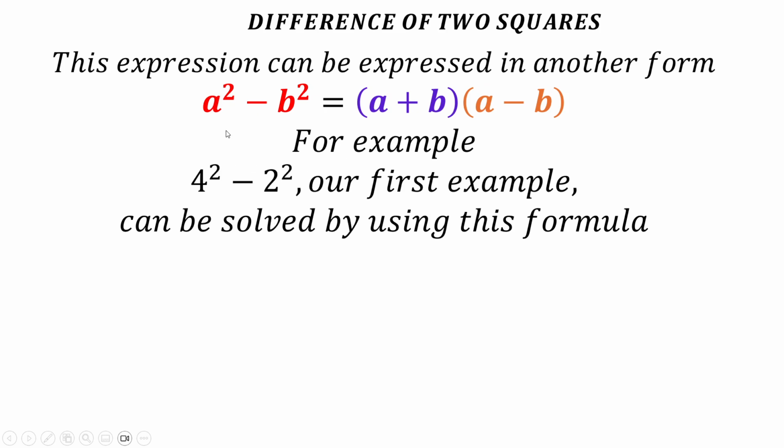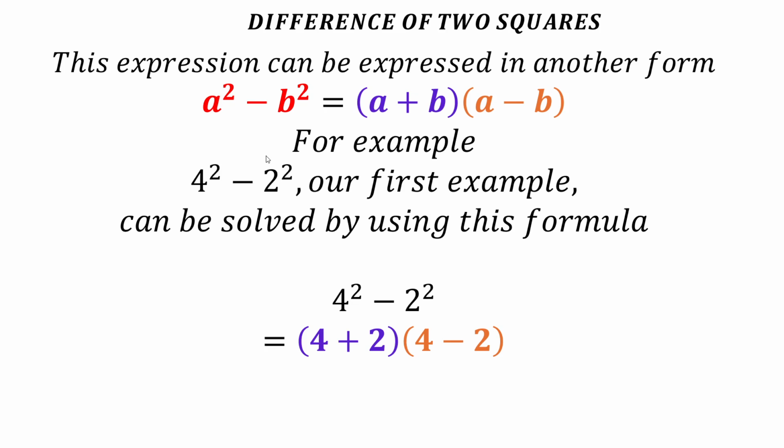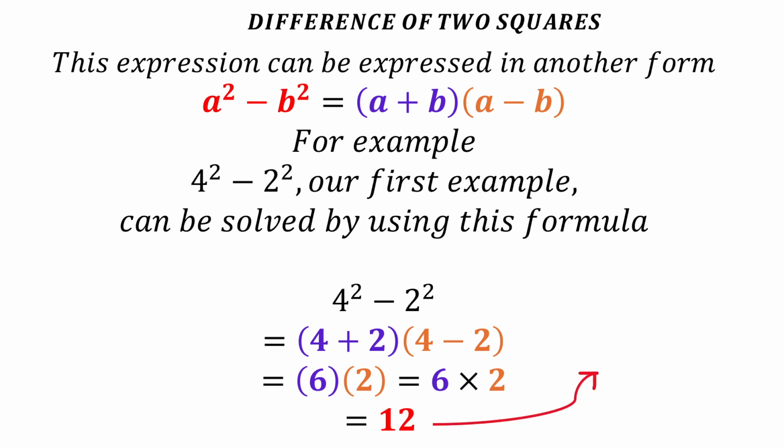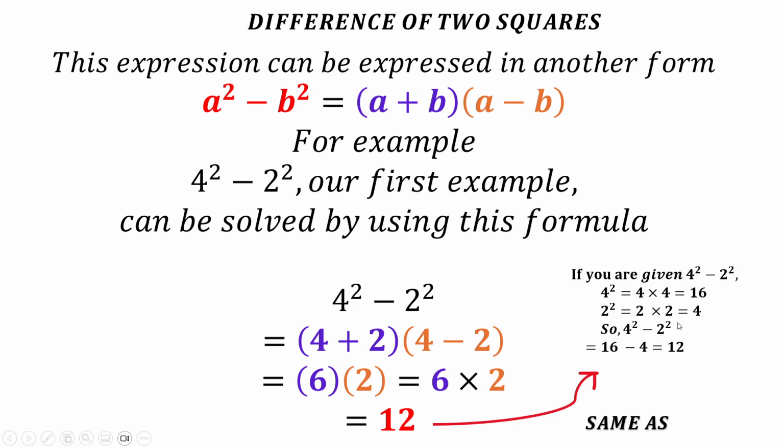We are going to use that to solve this particular question. If you have 4 squared minus 2 squared, you add 4 plus 2 in one bracket, and then you subtract 2 from 4 in another bracket. 4 plus 2 is 6, 4 minus 2 is 2, so you end up with 6 times 2, which is 12. This is the same thing as what we had in the previous slides when we solved this using the first method.